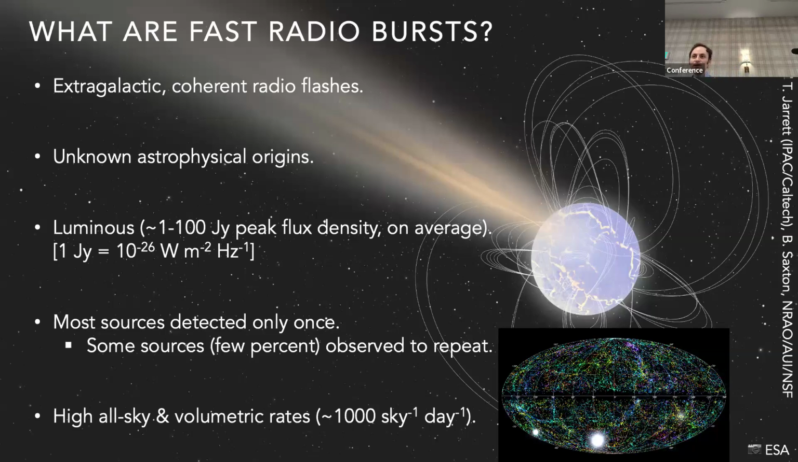What are FRBs? These are extragalactic coherent radio flashes. We don't know the origins of these objects, but we think they are compact based upon their short durations. They are extremely luminous with peak brightnesses of about 1 to 100 Janskys. And most of the sources are only detected once; a few percent or so are repeaters.